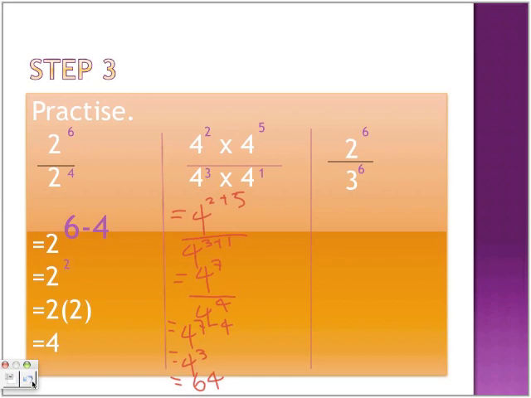For the last practice question, as you can see, the base numbers are different. So therefore, we can't complete this.